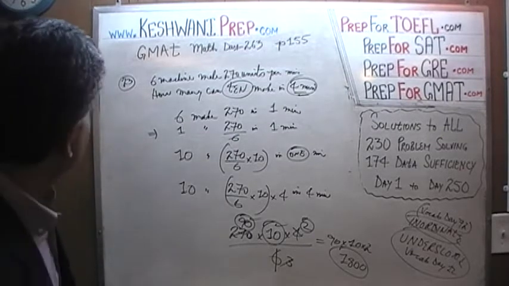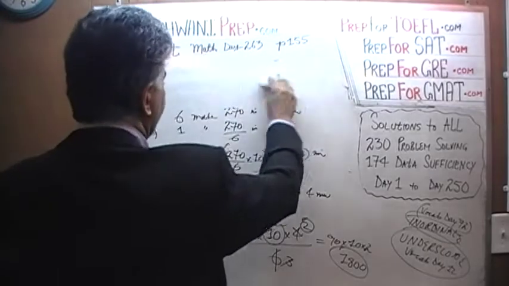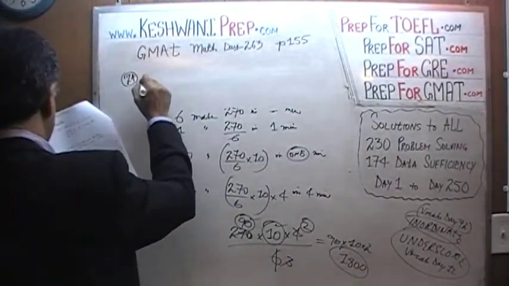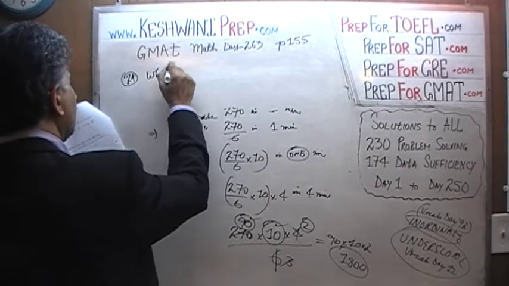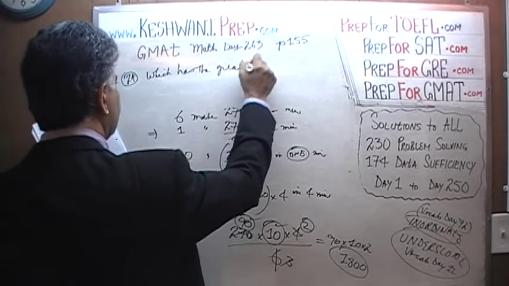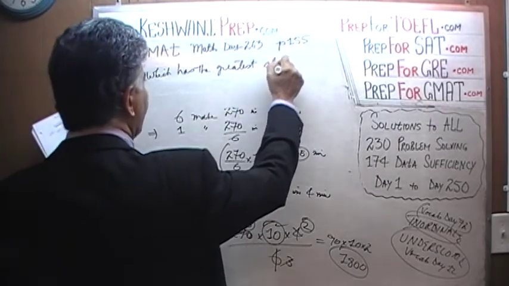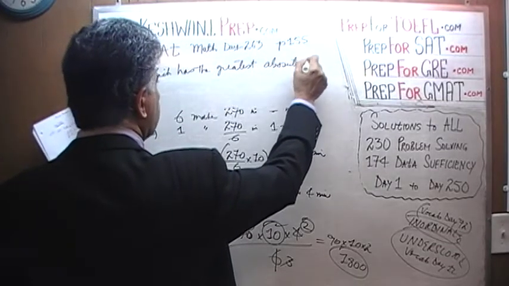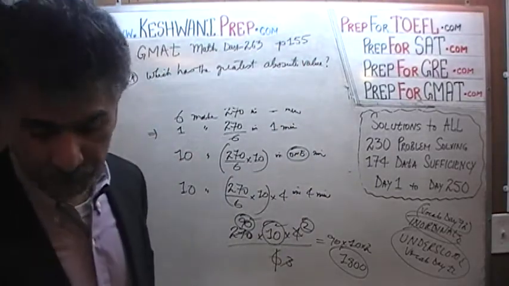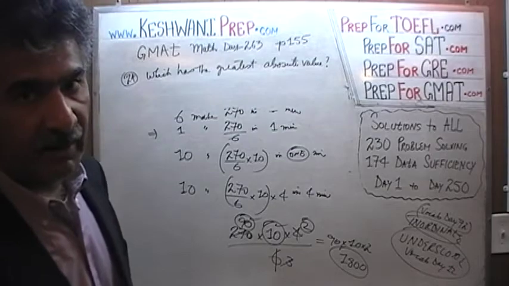Next problem, number 24. Number 24 says, which has the greatest absolute value. So we are given a whole bunch of numbers on a number line, and the question is which one has the greatest absolute value.